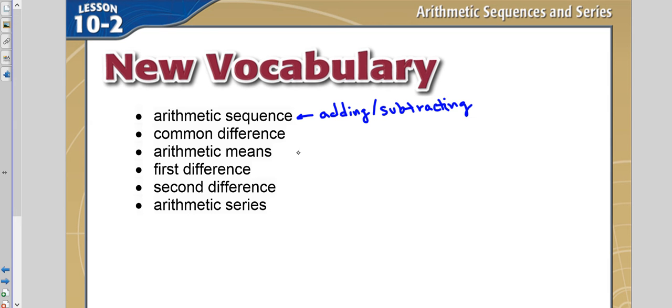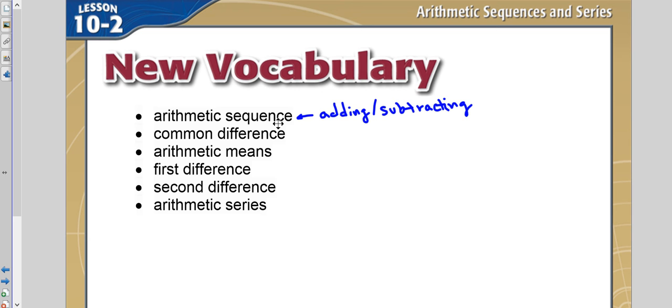Now, what we'll notice is sometimes the sequences have what we'd call a first difference, sometimes a second difference. That means the adding or subtraction has occurred multiple times. Arithmetic means is where we're going to have averages that we'll come up with through this.